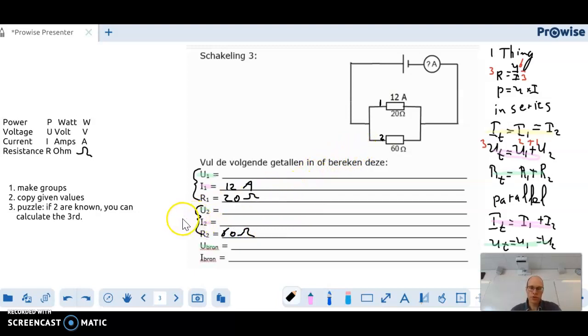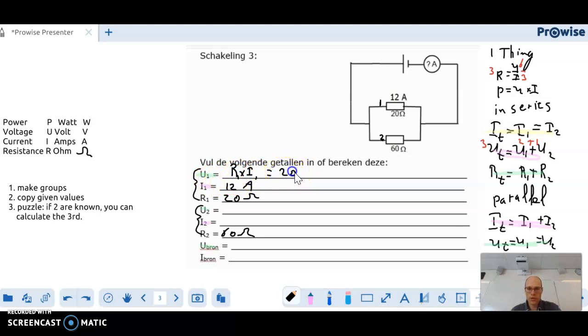Do you know of a group 2? Then you can calculate the third, except of course the voltage, then we simply copy. Group 1: we know 2, we can calculate the third. We need to calculate U. U is R times I. And of course we are in group 1, so we add 1 as subscript.